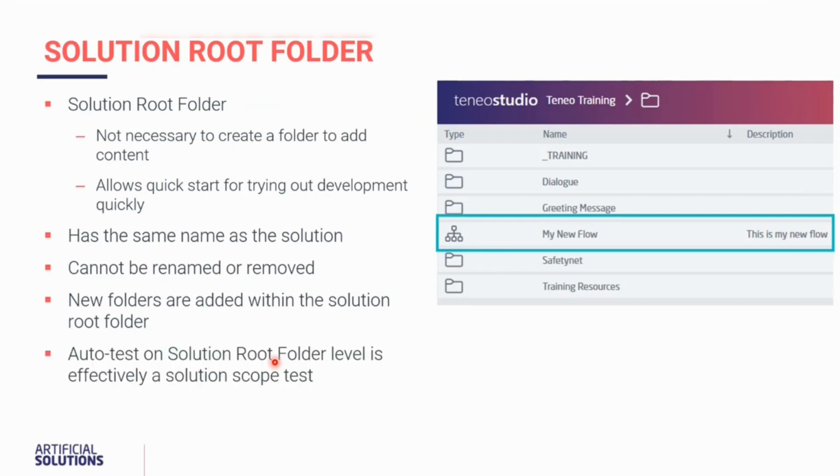Just as an observation, the auto test can run on different levels. If you run it on the solution root folder level, that in essence means that you're running a solution scope test. So that's the same thing: if you run a folder test on the solution root folder, then you're actually running a solution scope test. Just as an observation to make sure that's clear.